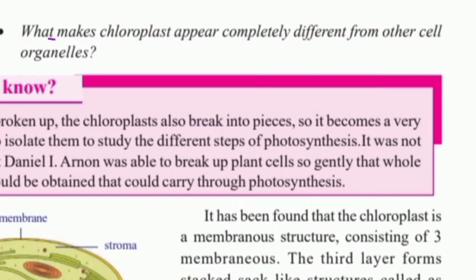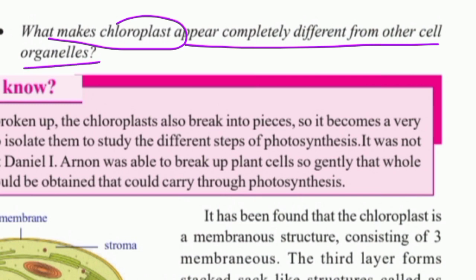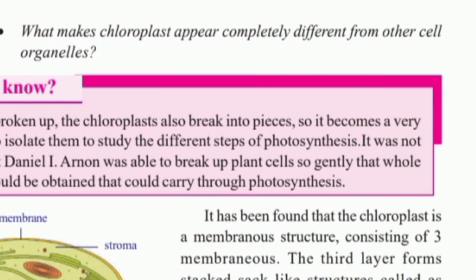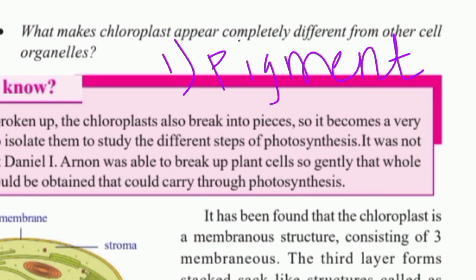The question is, what makes chloroplast appear completely different from other cell organelles? So how can we say that chloroplasts are different from all other organelles? The answer is, number one, they contain the pigment. We already know where the pigment is located. It is located in the chloroplast. So pigment is not located in any other organelle of the cell. You know about the nucleus, ribosomes, Golgi apparatus.